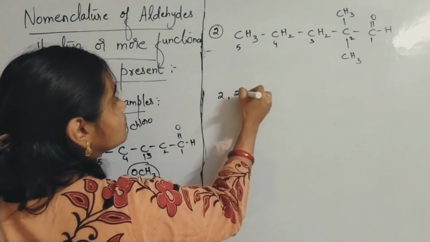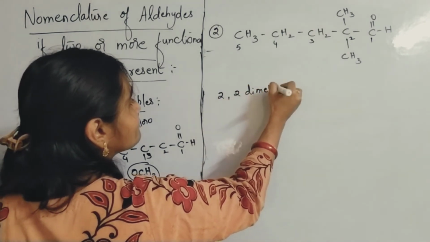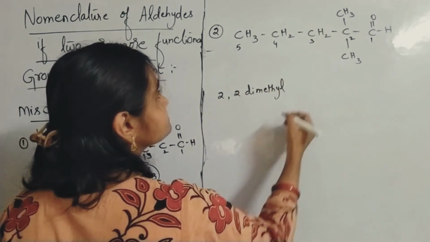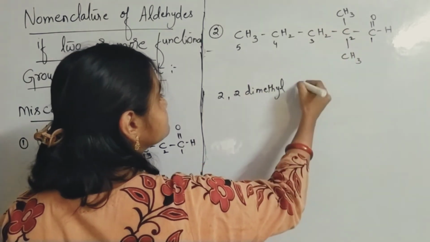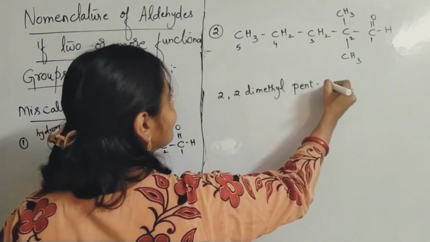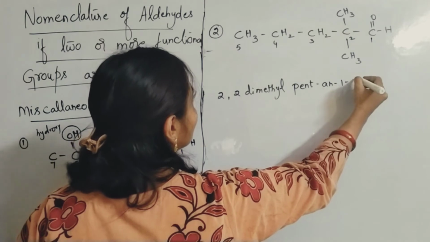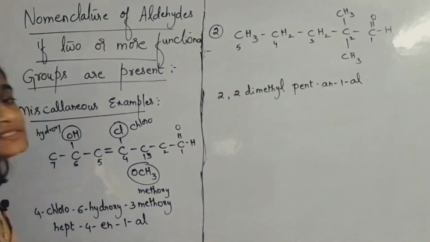2, 2. Dimethyl. What do we call it? Pentane. 1-al is the name of this compound. A simple compound with one functional group only. But substituents, methyl groups, are there. Okay.